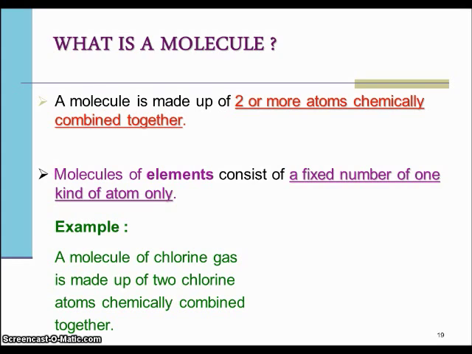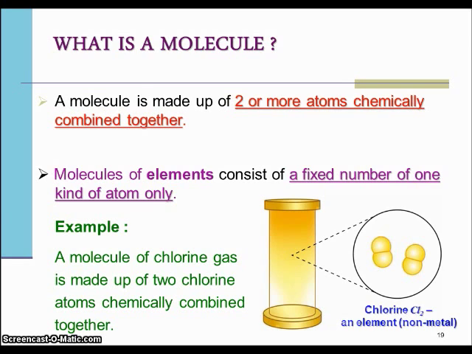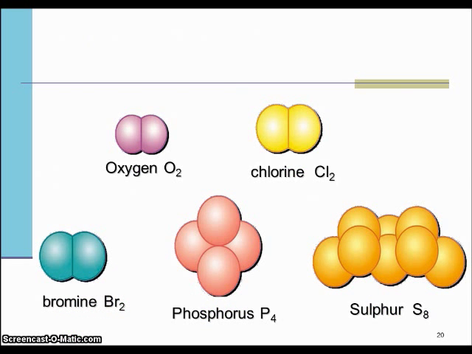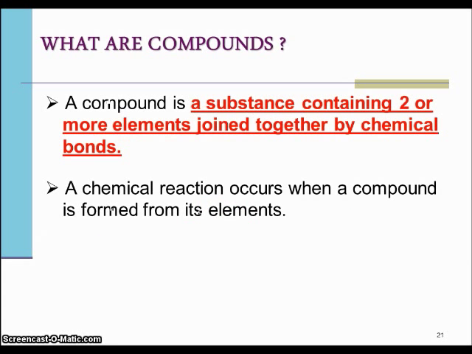For example, a molecule of chlorine gas is made up of two chlorine atoms chemically combined together. That's why chlorine gas has the chemical symbol Cl2. Now these are some other examples of molecules of elements: oxygen, chlorine, bromine, phosphorus, as well as sulfur.